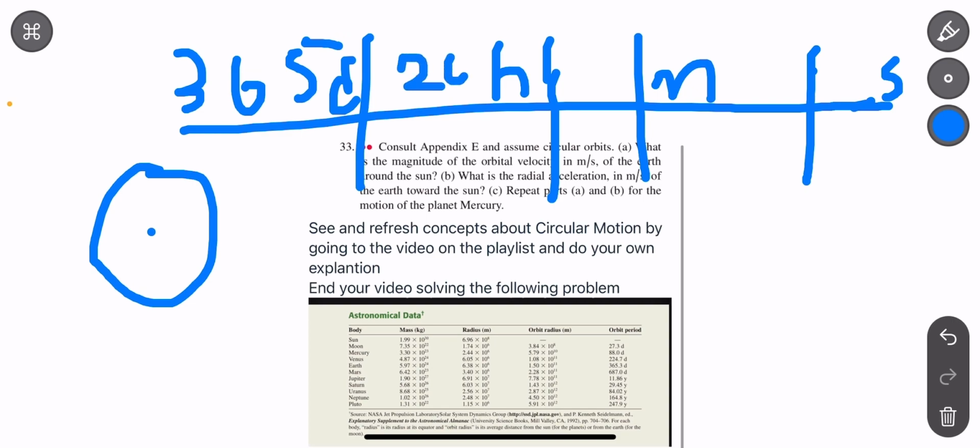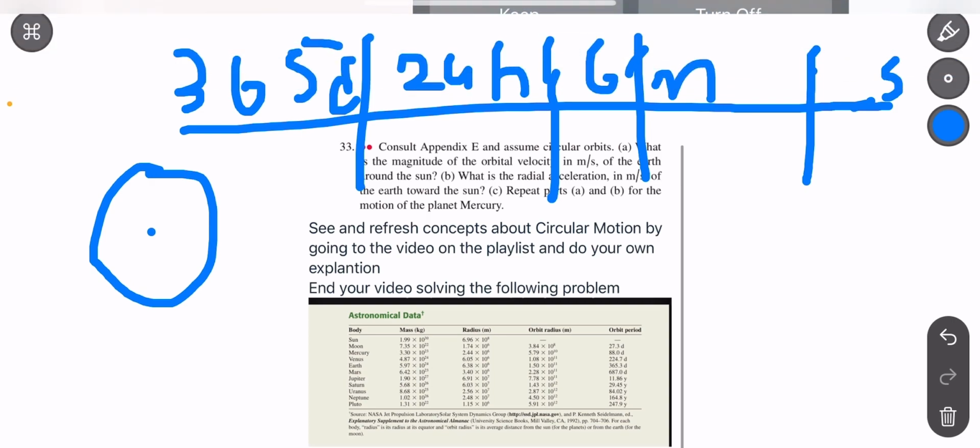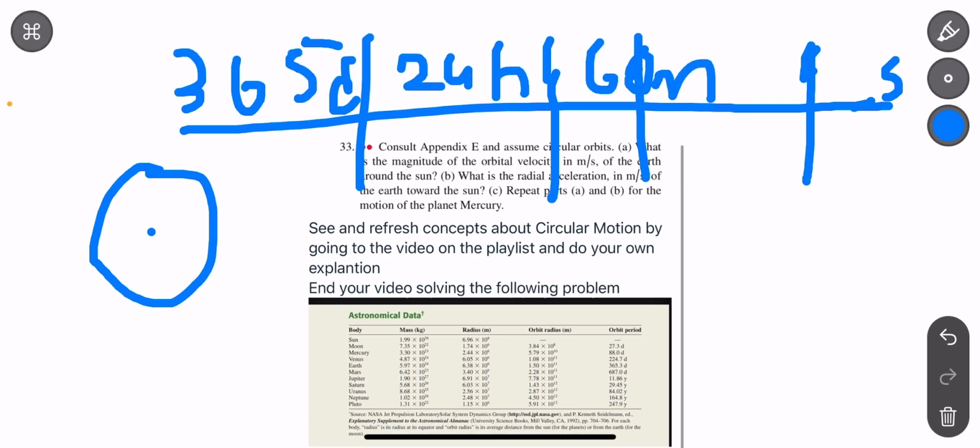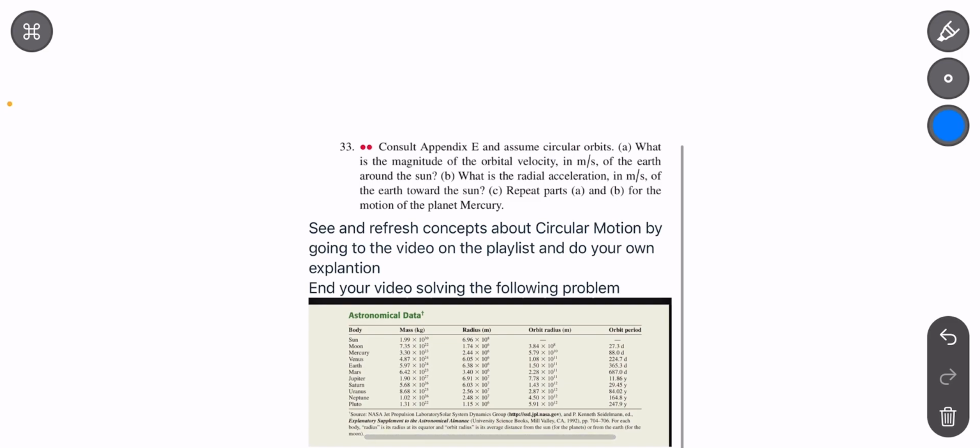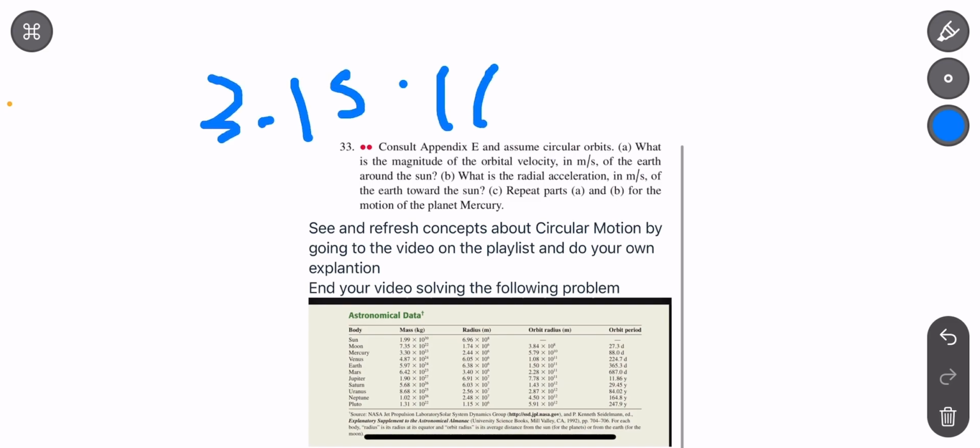So it's 24, then 60 minutes, and then 60 seconds. After we do all that multiplication across, it'll leave us with 3.15 times 10 to the 7th seconds. And that's the first part, the bottom.